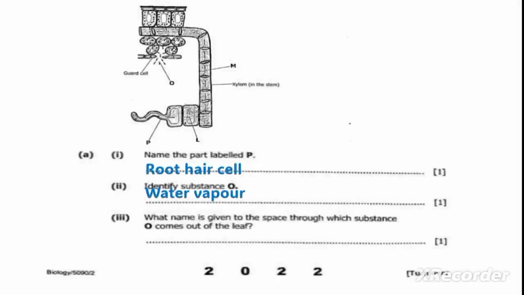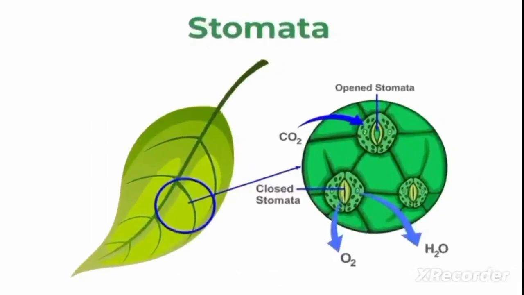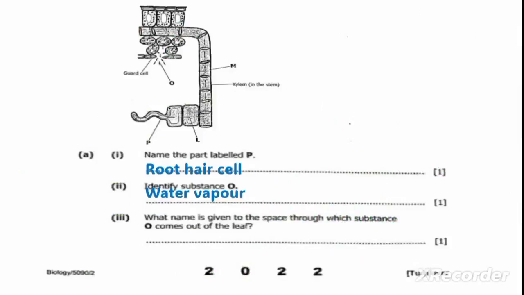The next question, which is question 4A, Roman numeral 3. What name is given to the space through which substance O comes out of the leaf? So the space is called stomata, plural, or stoma, singular. So since we are given one hole, we are going to call it stoma. The hole given is stoma.